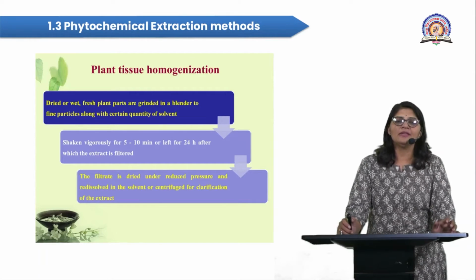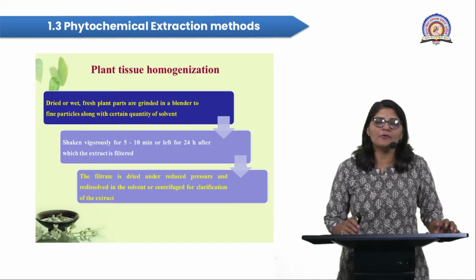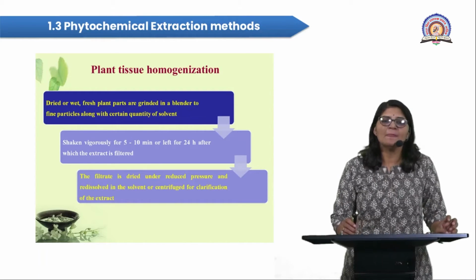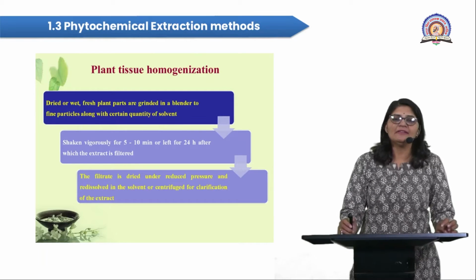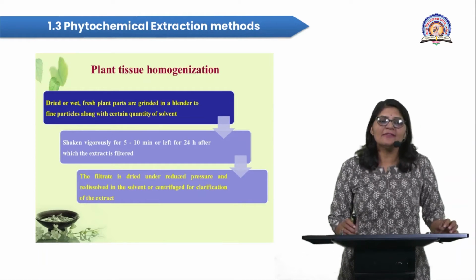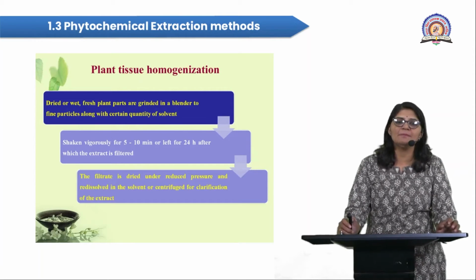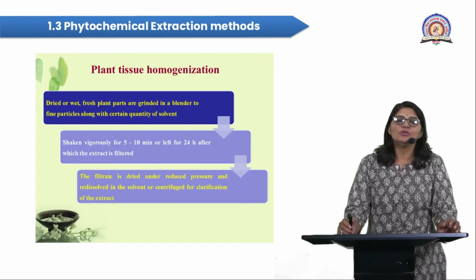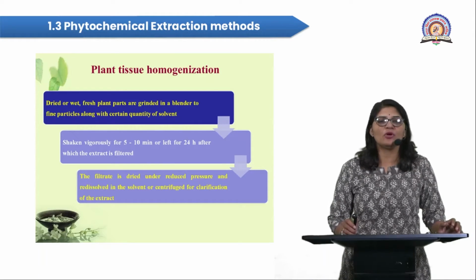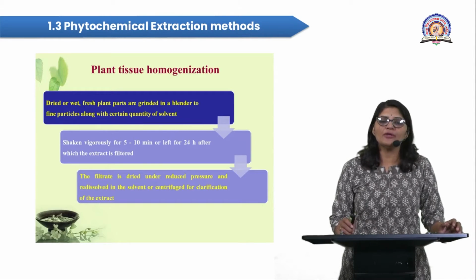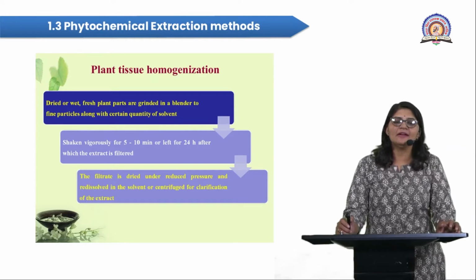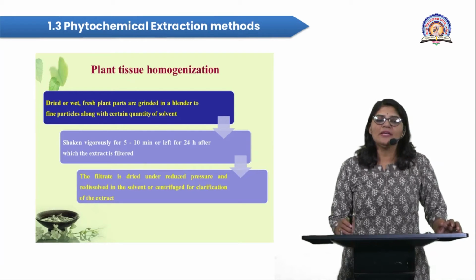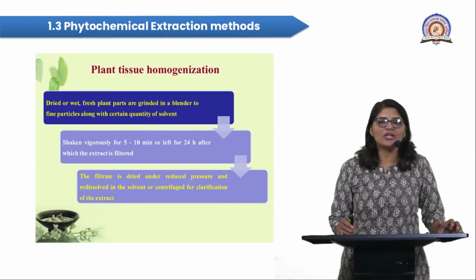First, we collect the plant sample from the field or from the forest or any natural resource. Then the collected sample is washed with tap water. Then it is dried, meaning sun dried, or we can use fresh plant material, fresh plant parts. Then it is ground in a blender to fine particles along with a certain quantity of solvent. Then shake vigorously for 5 to 10 minutes, or leave it for 20 hours, after which the extract is filtered. After that, the filtrate is dried under reduced pressure and redissolved in the solvent, or centrifuged for clarification of the extract.